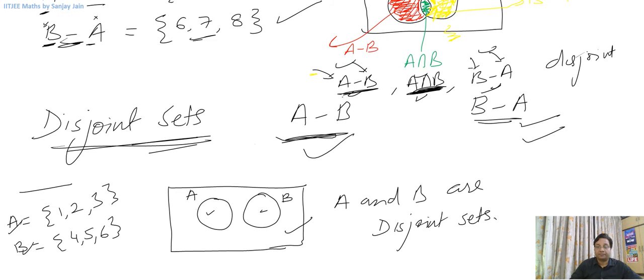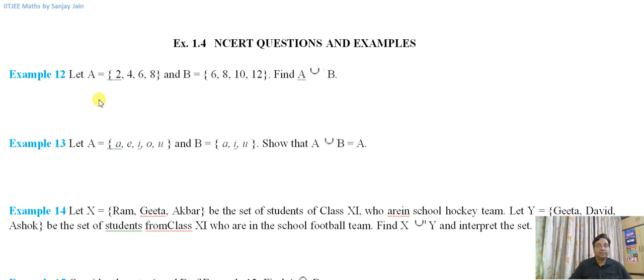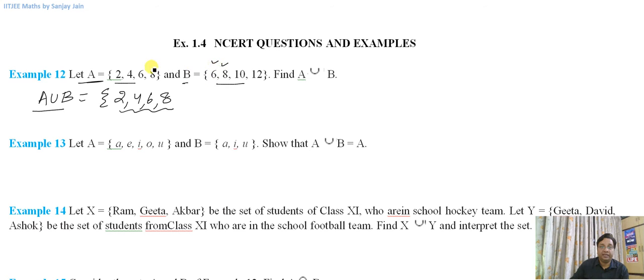Okay, let us do some questions now. Let us look at this example here. If set A is this and set B is this one, I need to find the union, A union B. What is the easiest way to write a union? I can write all the elements that are there in A, right? Now apart from these, the rest of the elements that are there in B will be written. 6 and 8 are already here in A, so I have already written them.